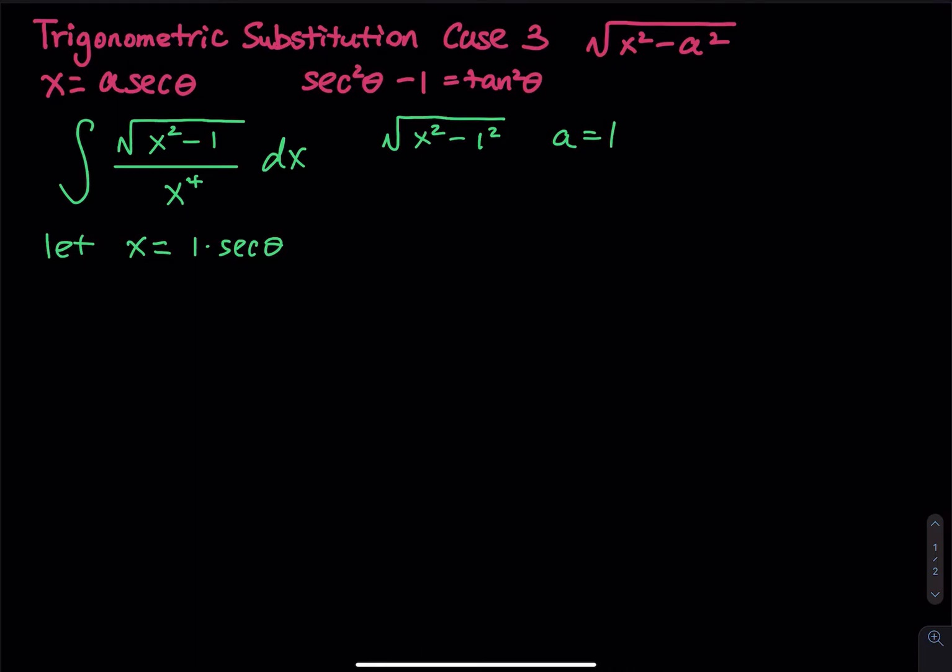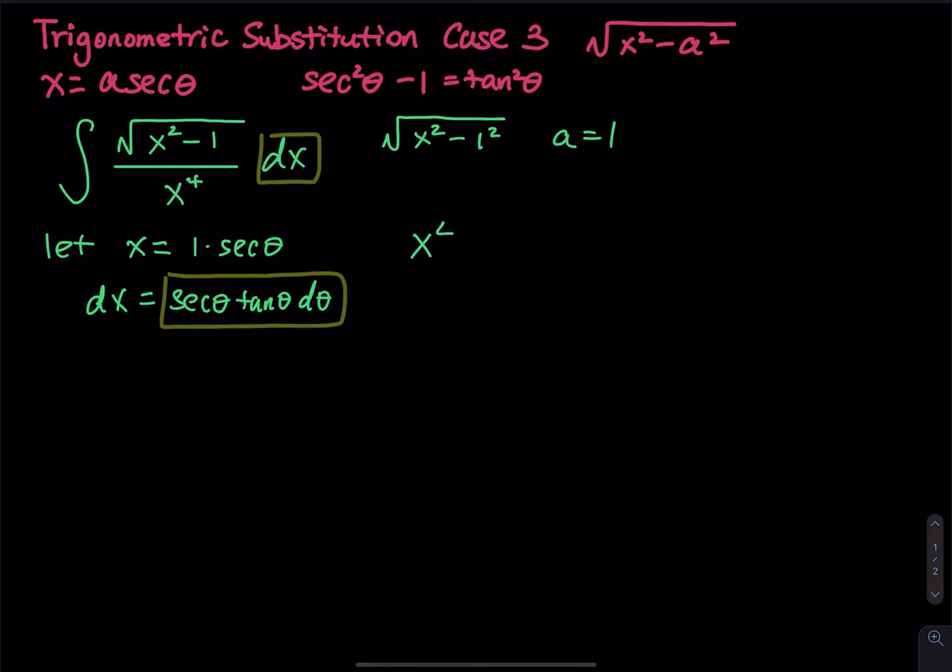Since we have to change the dx to d theta, we have to differentiate both sides. So dx is equal to the derivative of secant, which is secant times tangent. So secant theta times tangent theta d theta, and then we will replace the dx with this. And then the x to the fourth in the denominator, so the x to the fourth is equal to secant to the fourth power theta.